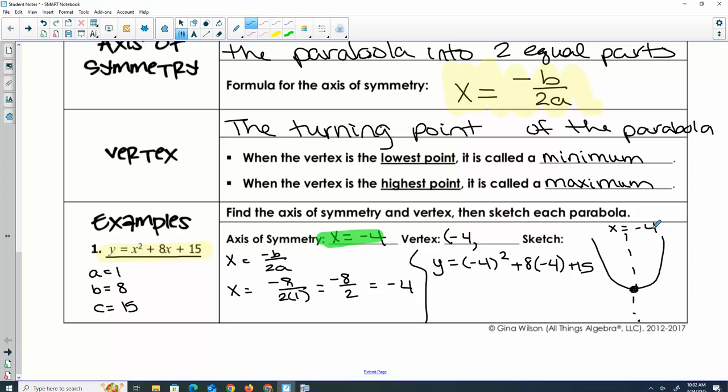So the vertex is the point negative 4, negative 1. That's this ordered pair right here. You don't have to label all that in your picture today, your sketch. I just need to know if it's upward or downward. We are going to get more accurate with our graphs tomorrow. Today I'm expecting: can you find the axis of symmetry? Can you give me the ordered pair for the vertex? And do you know if your parabola opens up or down?